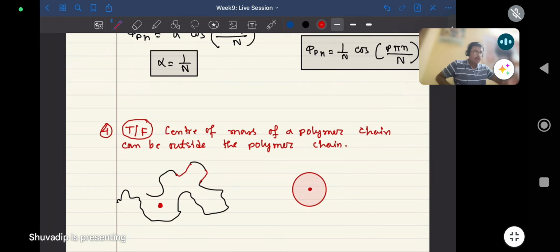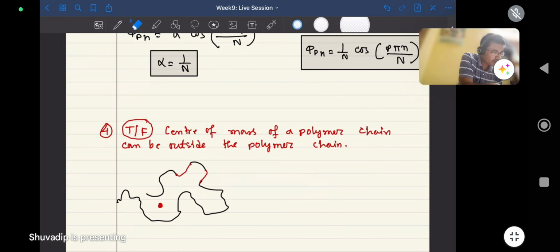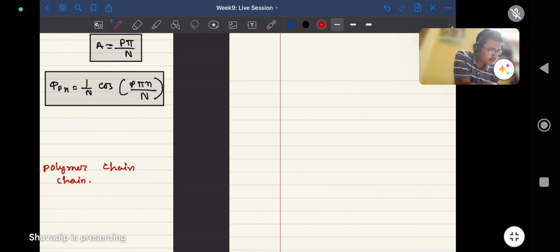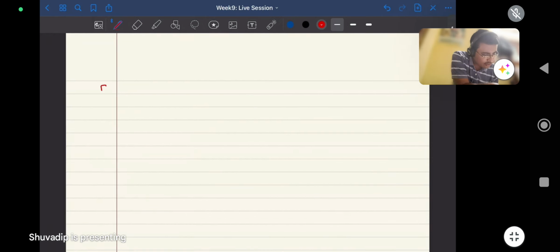Suppose this is a circular ring of mass m. You want to calculate the center of mass. There is no doubt the mass is acting through the center of the circle, which is outside the ring. So it is possible that in the case of a polymer also, the center of mass can lie outside the polymer chain. It is not necessary that it will always lie on the polymer chain, on the backbone or something like that. Okay, so this is a small question. Then let's move to the next question, question number 5.